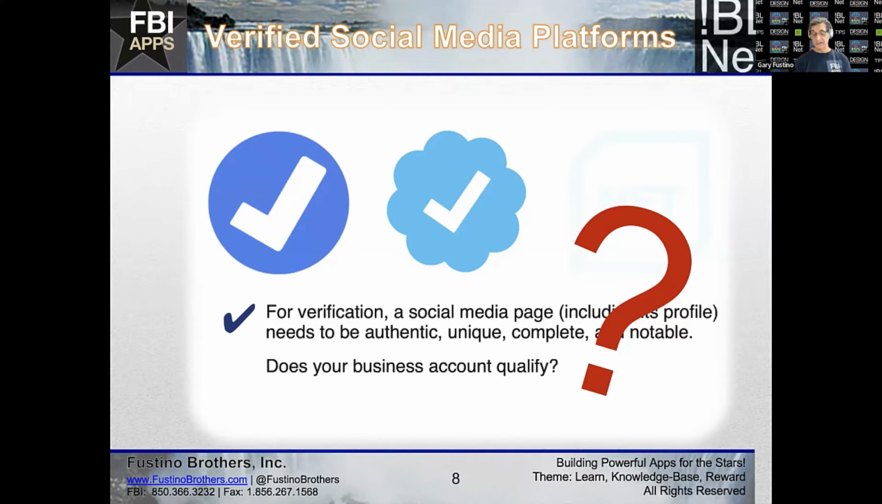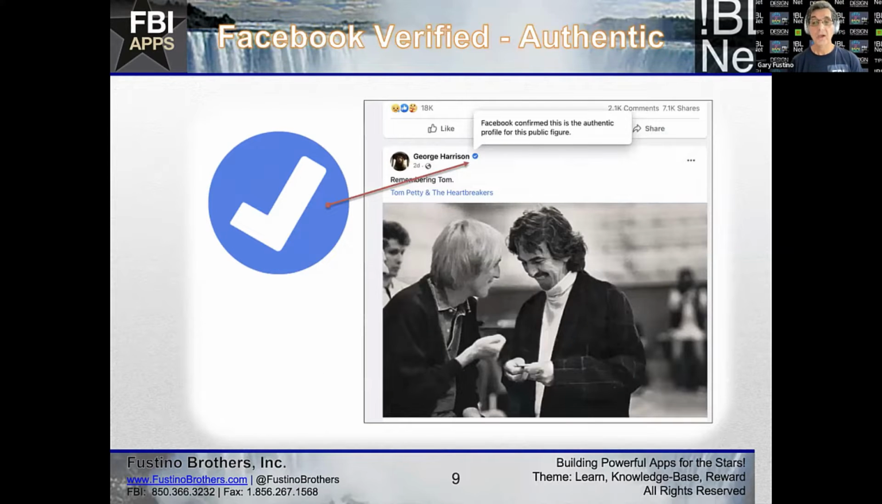And then notable, the last one on the list: do you have a following? Do you have people that are looking at your Facebook account? These are all important to get verified. Let's take an example of an authentic account. The authenticity is marked here by that blue circle with a check mark after George Harrison's name.